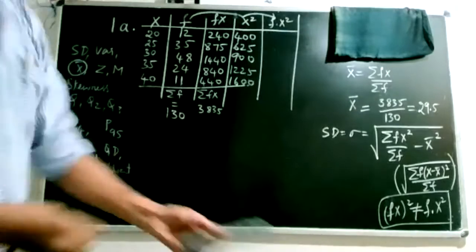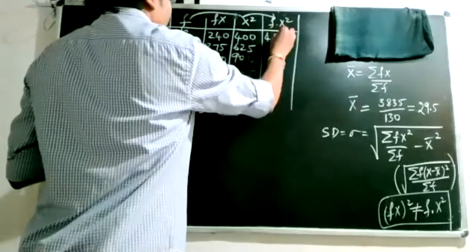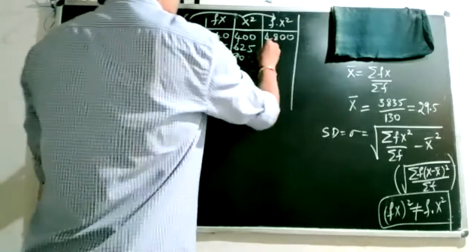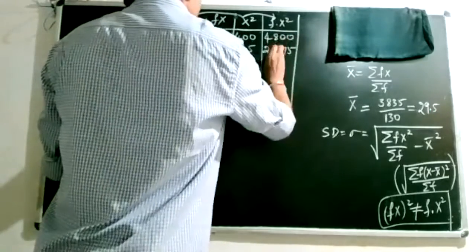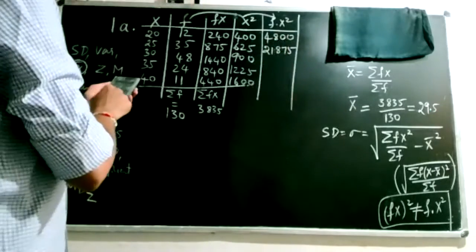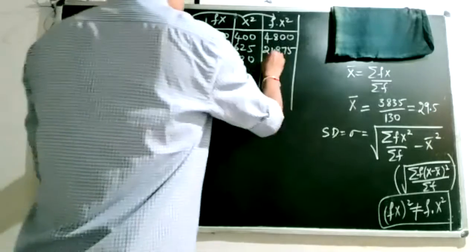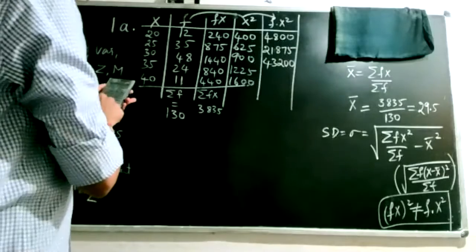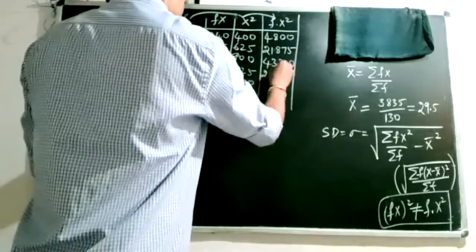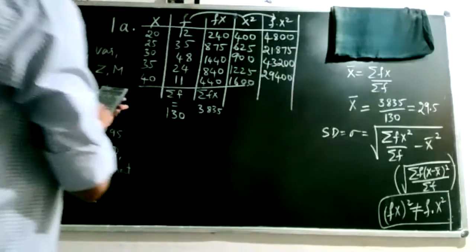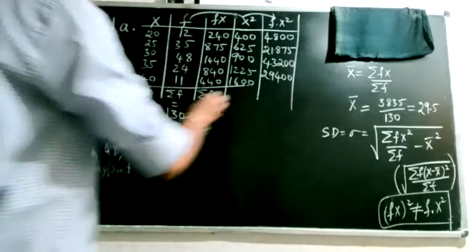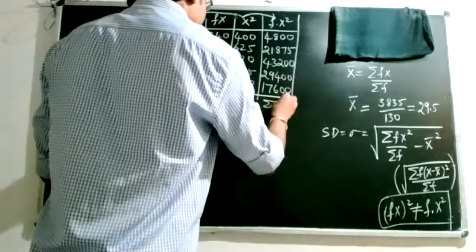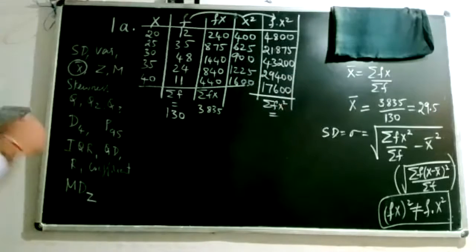Now 12 into 400, 4800, then 35 into 625 is 21875, and then 48 into 900, it is 43,200. 24 into 1225, 29,400, and then 11 into 1600, 17600. Now the total of this column is the total of fx square.